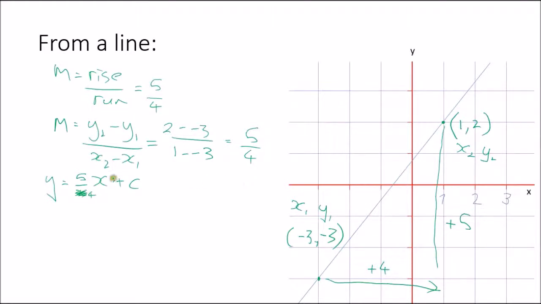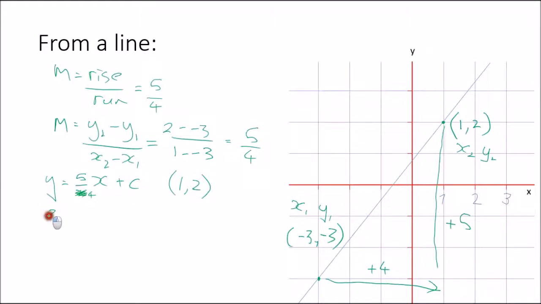We do know some y and x values, so we know there's -3, -3, that's one coordinate, and we also know 1, 2, that's another coordinate. What I'm going to do is substitute a y value and an x value in here from one of these coordinates, and I'll see what the y-intercept is after I solve it. I'm going to choose the 1, 2 coordinate. I suggest you use the one that has positive numbers in it where possible. It just makes the maths a bit easier.